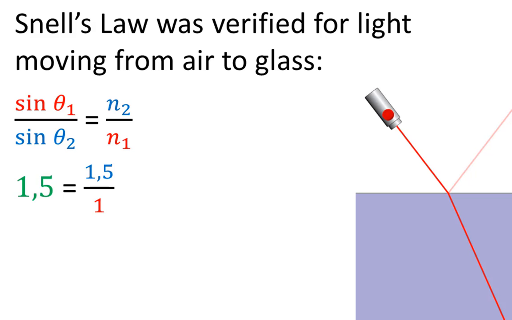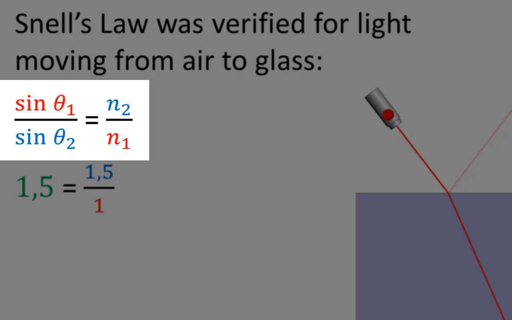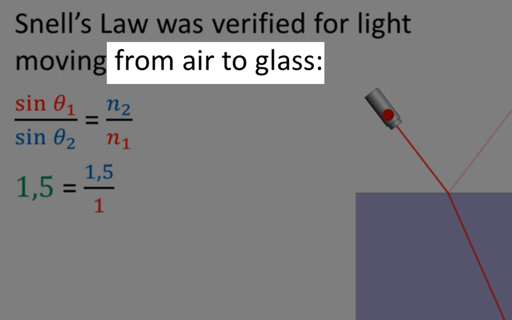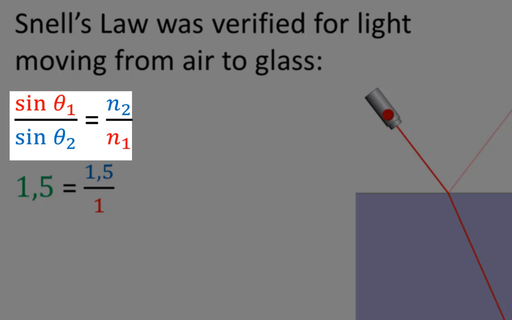We found that indeed sine theta 1 over sine theta 2 did equal n2 over n1, and both in this case were equal to 1,5. Now this was just for air to glass. In another investigation, we'll check whether this works for any two media.